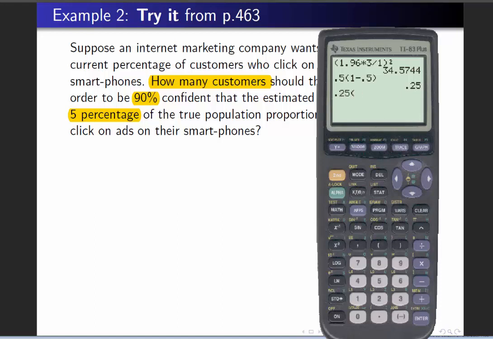Okay, now I'm going to do 1.645. That's my z of alpha over 2. Divide by, and I need to convert the margin of error into a decimal, so 0.05. That's very important. And this quantity needs to be squared. So I get this number right here, 270.6025, which means my actual answer will be 271 customers that need to be surveyed.